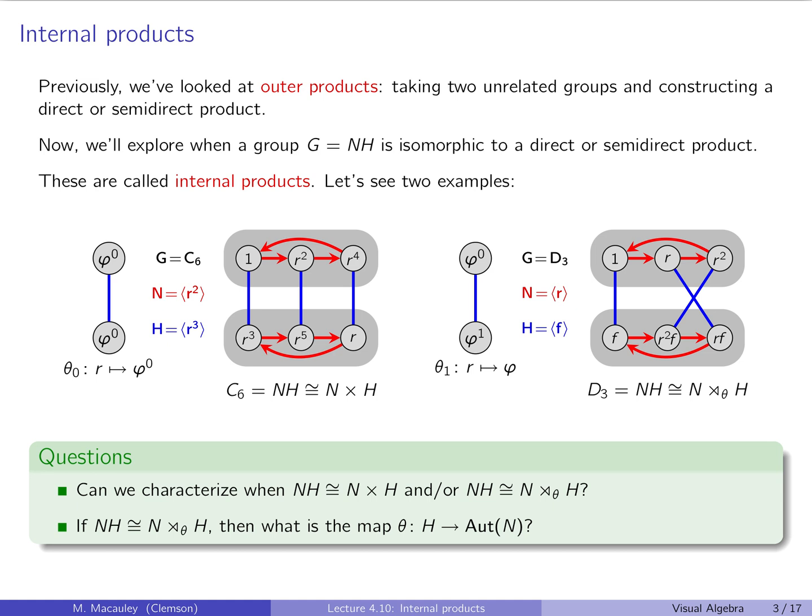Questions that you should be asking yourself. How can we characterize when this happens? Like, when is a group isomorphic to the direct product of two of its subgroups, or a semidirect product of two of its subgroups? And when the latter happens, what is the actual labeling map? How can we characterize it?